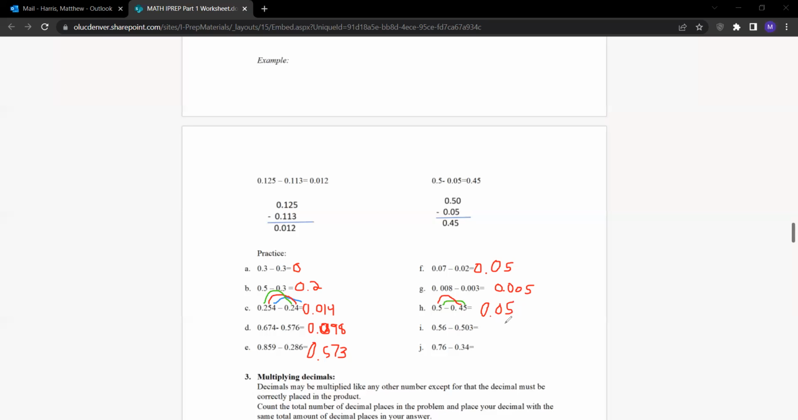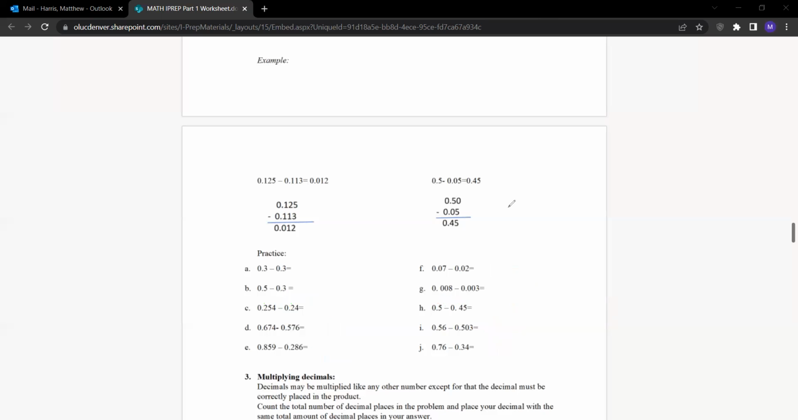So next we have 0.56 minus 0.503. And when you do the math and line up your decimals, 0.057. Last one for this, we're going to do 0.76 minus 0.34, and that's going to be 0.42.